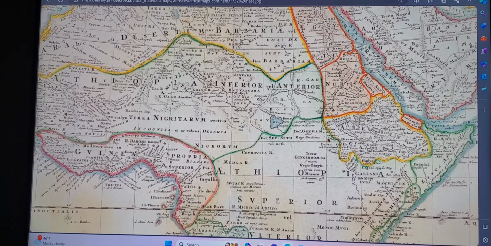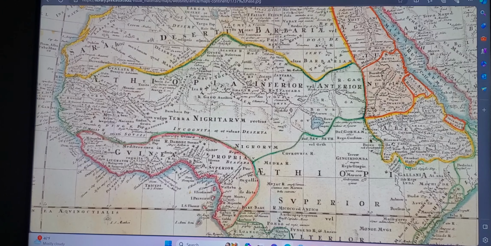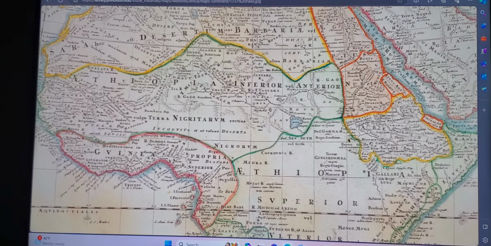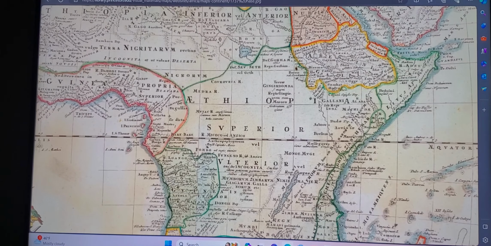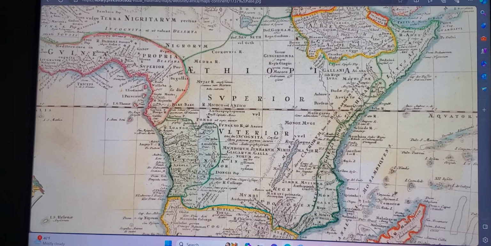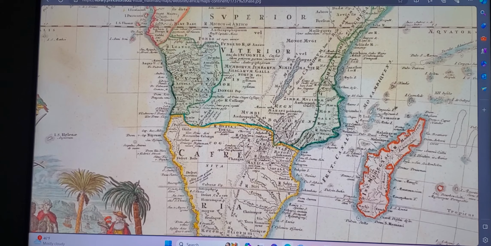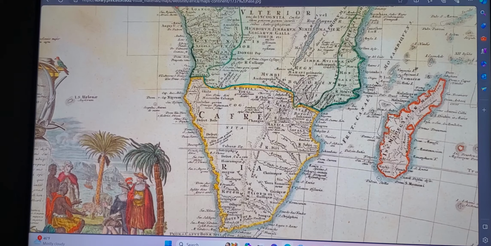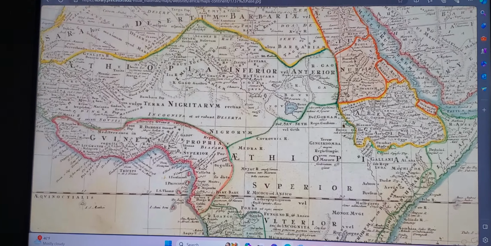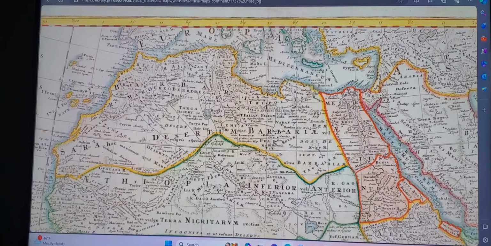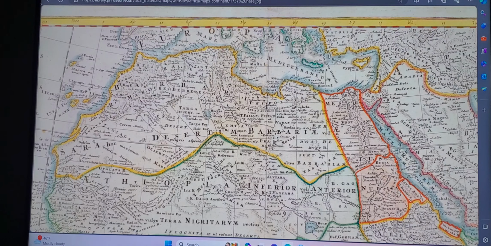Here's an old map, right? Showing you Ethiopia Inferior, which is West Africa. Ethiopia Superior, which is Central Africa. Down to the bottom, you have Cafre, Cape Town. But Africa is only on top of the Sahara Desert, which is Libya, Tunisia, Morocco.